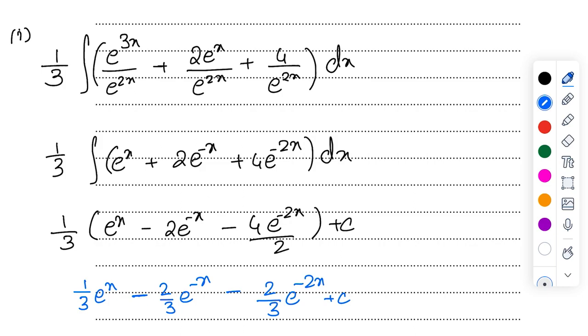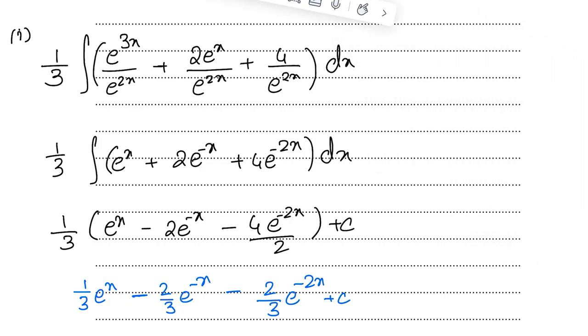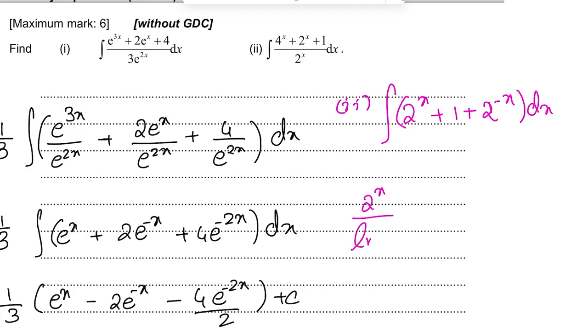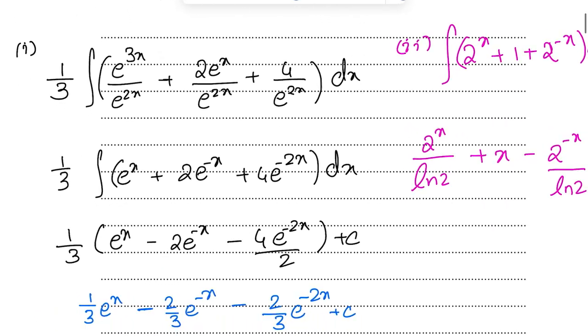Now coming to part 2. So for part 2, the question was 4 power x upon 2 power x is 2 power x, 2 power x upon 2 power x is 1, plus 2 power minus x. I separated that one into 3 different fractions. So 2 power x integral is 2 power x upon ln 2, 1 integral is x, then 2 power minus x integral is minus 2 power minus x upon ln 2, plus c. This is the answer for part 2.